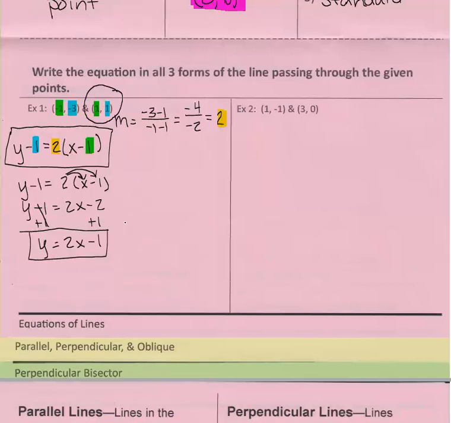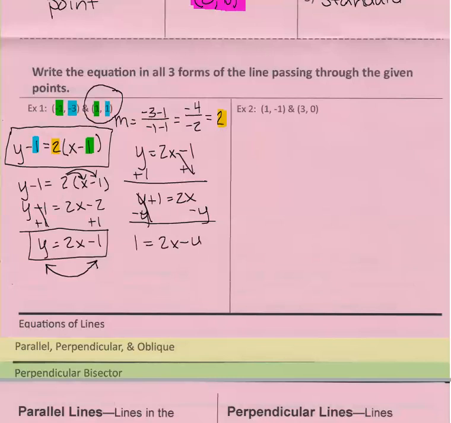slope intercept form. And then from here, we're going to put it in standard form. So we're actually going to flip-flop our -1 and our y. What I mean by that is we're going to add 1 to both sides, and then it's y plus 1 is equal to 2x. And then we're going to move our y over, so we're going to subtract y from both sides. So that y cancels, and 1 is equal to 2x minus y.